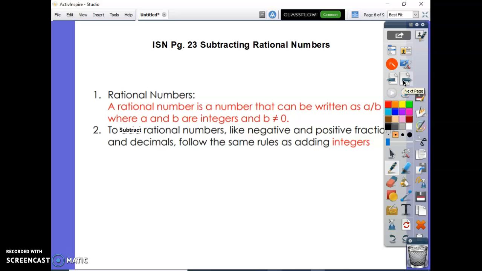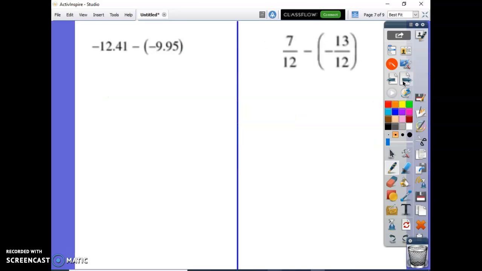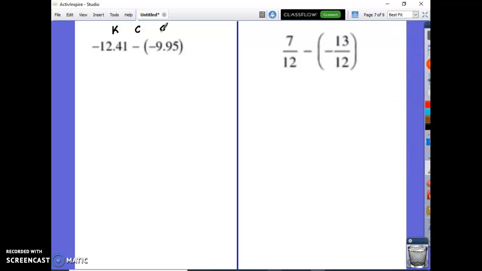Okay, page 23, subtracting rational numbers. Well, it's the same thing. Again, rational numbers are any numbers that can be written as a over b, where b is not equal to 0. And to subtract rational numbers, just like negative and positive fractions and decimals, follow the same rules as adding integers. So now, when we're subtracting integers, the first thing we have to do is keep, change, change.